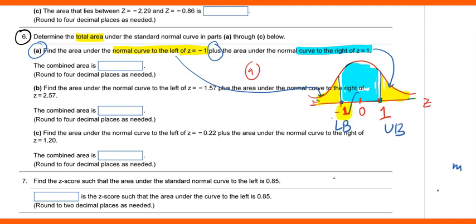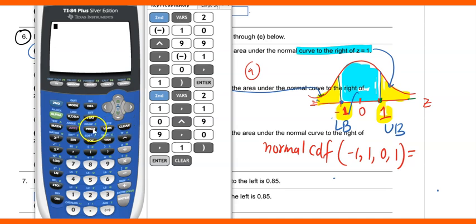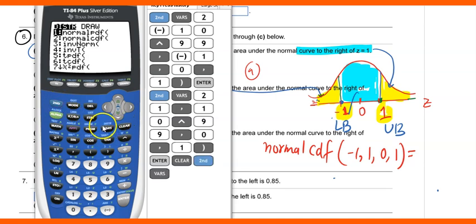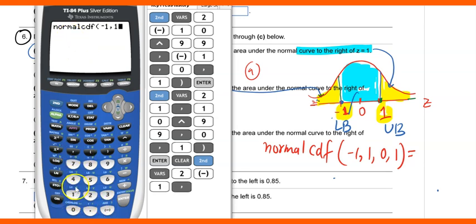Notice that this is the lower bound, this is the upper bound for the middle area, and mean is 0, standard deviation is 1. And I can do normal CDF, negative 1 lower bound, comma, upper bound, comma, 0 mean, 1 standard deviation. Let's find this area and subtract from 1. That's the answer. Let me put that in the calculator. You can do, let's say, second VARS, number 2 normal CDF, -1 lower bound, comma upper bound 1, comma mean is 0, comma standard deviation 1, close parenthesis, and that's the area.